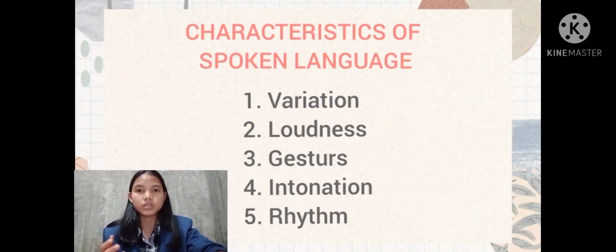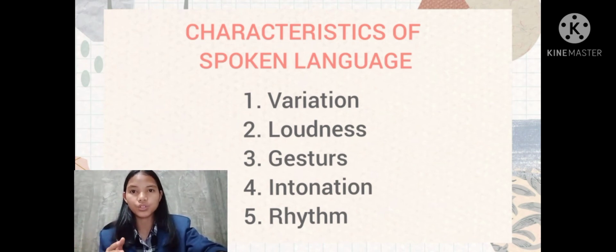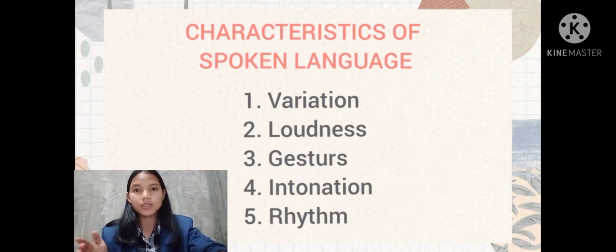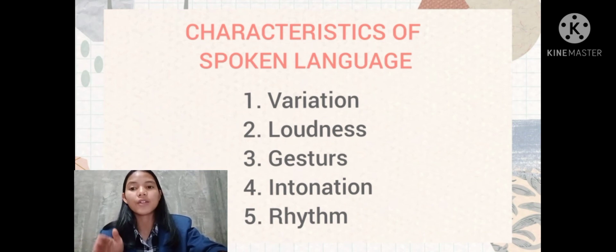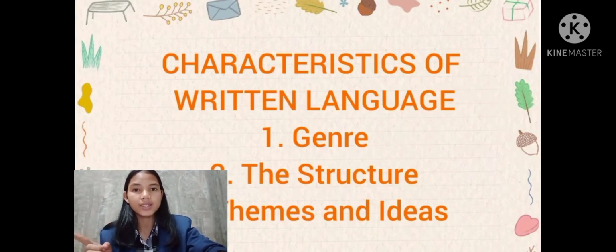Okay, I want to talk about the characteristics of spoken and written language. In spoken language, there are five characteristics. Number one, variation in speed is generally faster than writing. Number two, loudness and quietness. Number three, gesture or body language. Number four, intonation is how the voice rises and falls. And the last, rhythm.